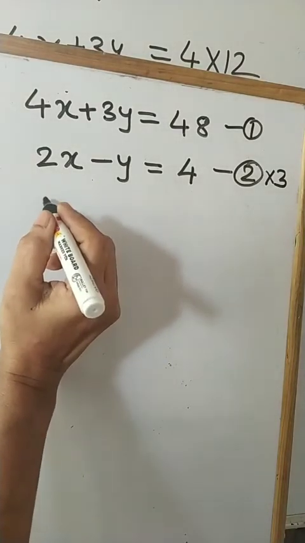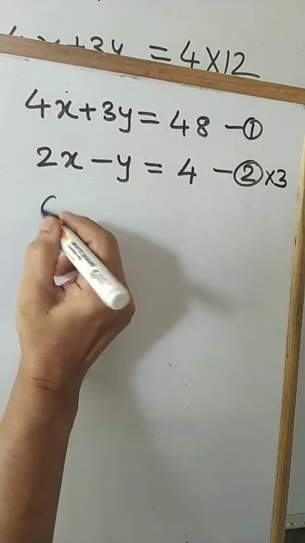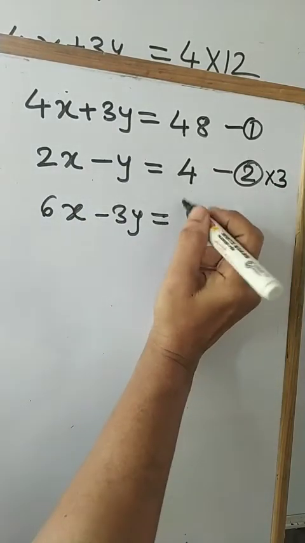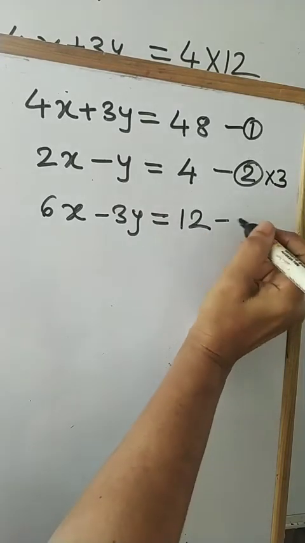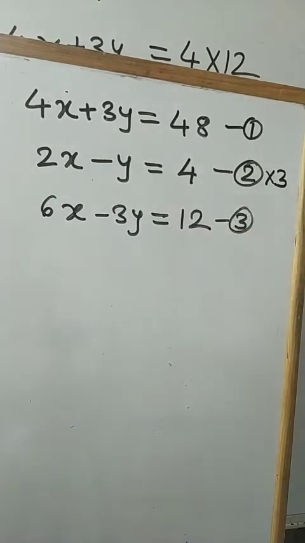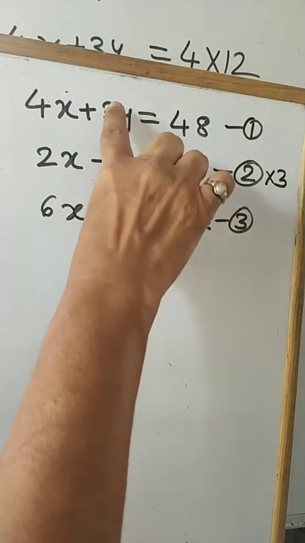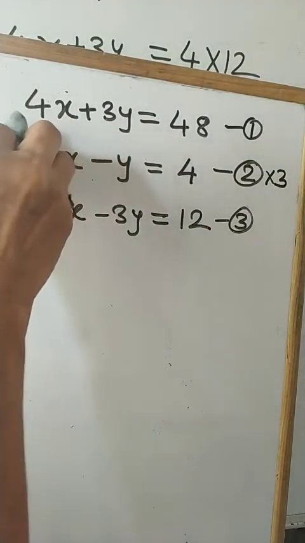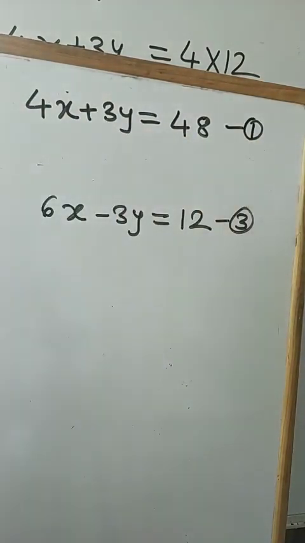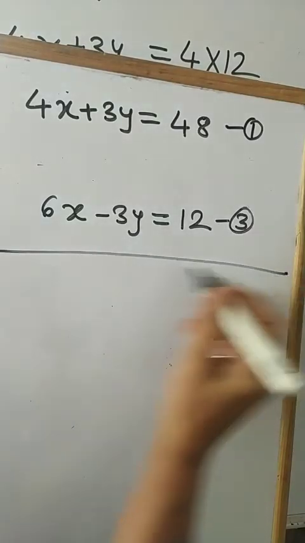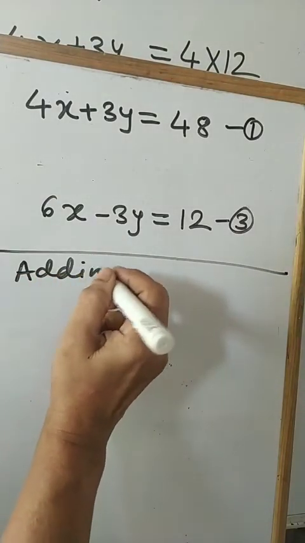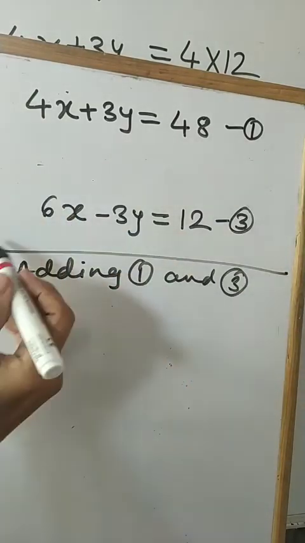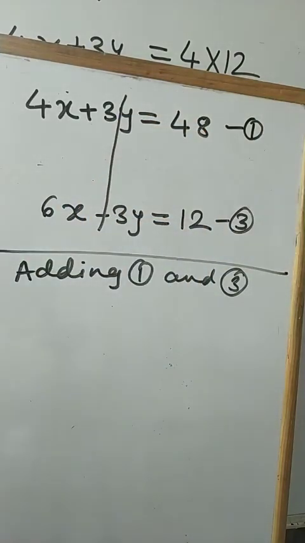3 2s are 6x minus 3y is equal to 4 3s are 12. This has become equation 3. Now equation 3 has minus 3y, equation 1 has plus 3y. So we will take only the first and the third equation. So what do we do? Add equations 1 and 3. When you add, you're simply going to cancel this y term.